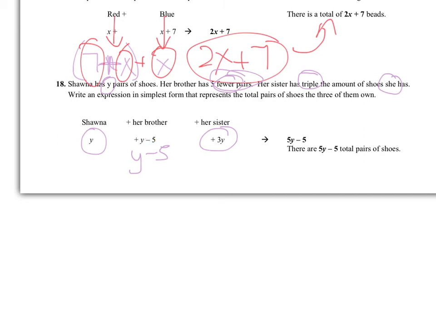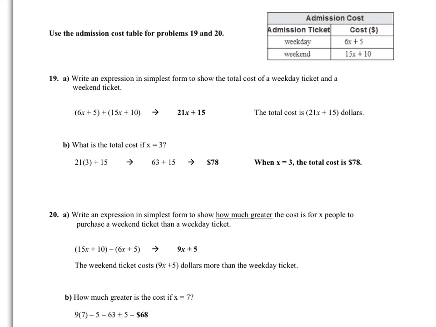Okay, so then we're going to write an expression in simplest form that represents the total of all 3 of them. So total means you're going to add all these up. Y plus Y is 2y plus 3y. That's your 5y. Only constants, the minus 5, so 5y minus 5. So your expression is going to be, there are 5y minus 5 total pair of shoes. Bada bing, bada boom.